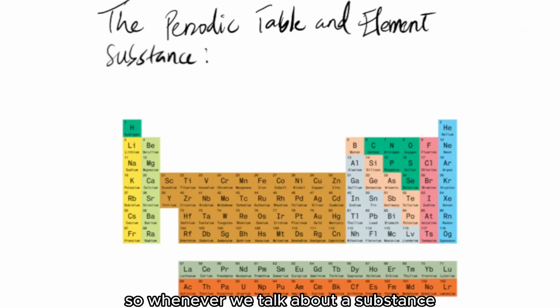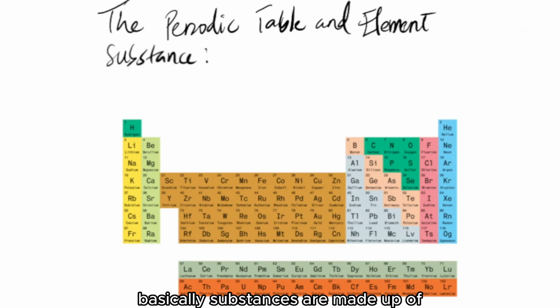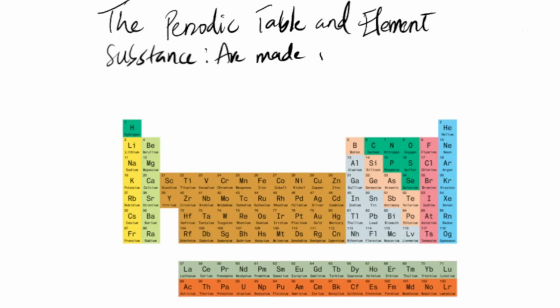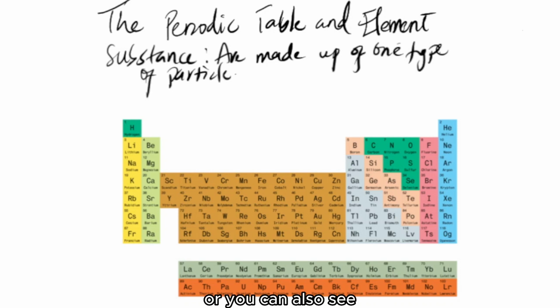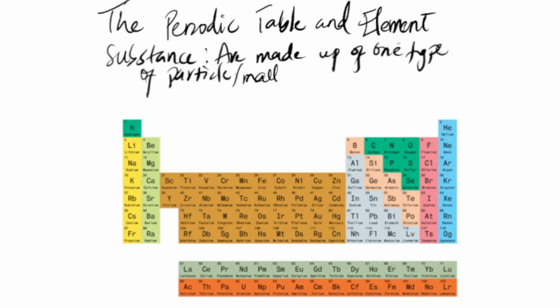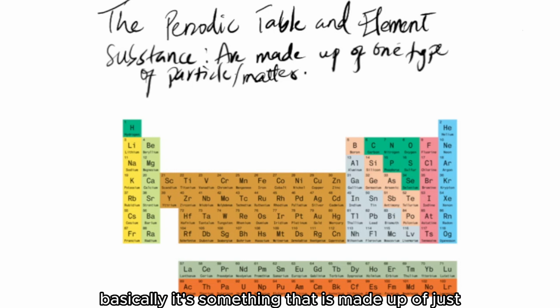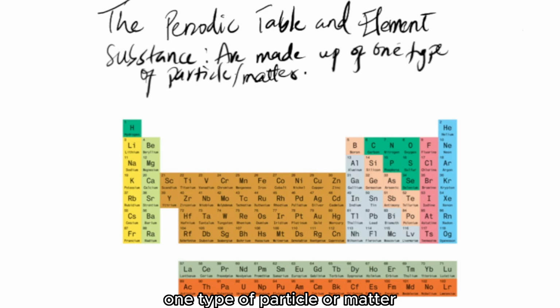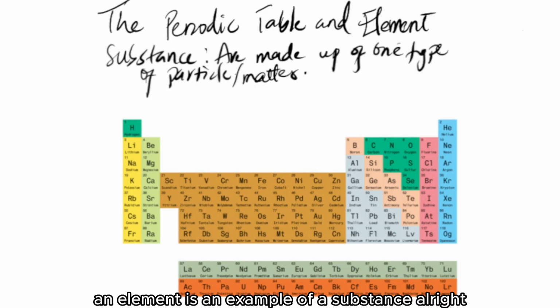Whenever we talk about a substance, basically substances are made up of one type of particle. Or you can also say substances are made up of one type of matter. So anytime we talk about a substance, basically it's something that is made up of just one type of particle or matter.